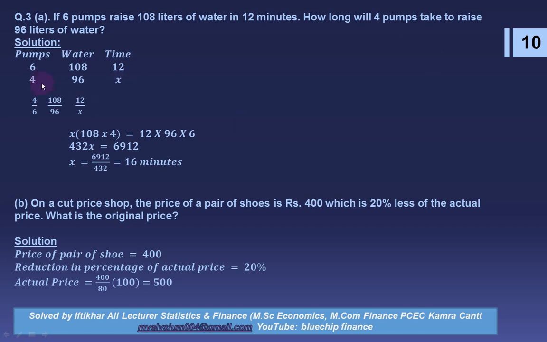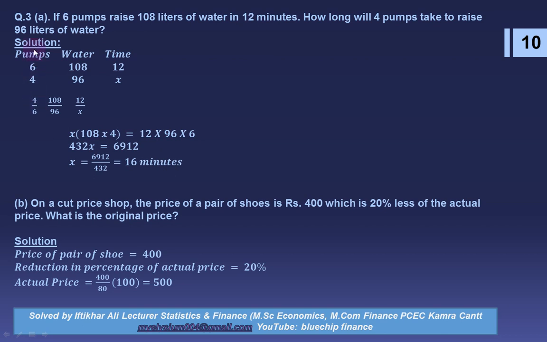4 pumps take to raise 96 liters. After that, the second step, which is very important, is to see one by one the relationship of each variable with the missing variable while taking the other constant. So here we take the water constant, and what is the relation of pumps with time? If there are more pumps, it will take less time to pump out water, so the relation is negative. So we reverse the order: 4 by 6 instead of 6 by 4.